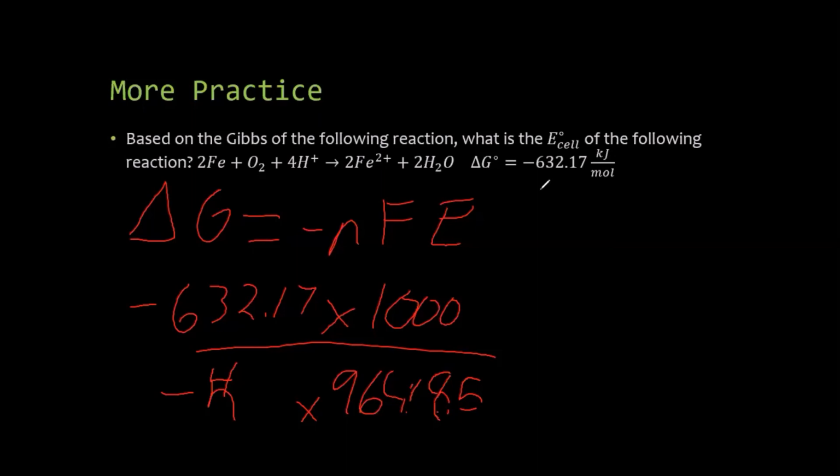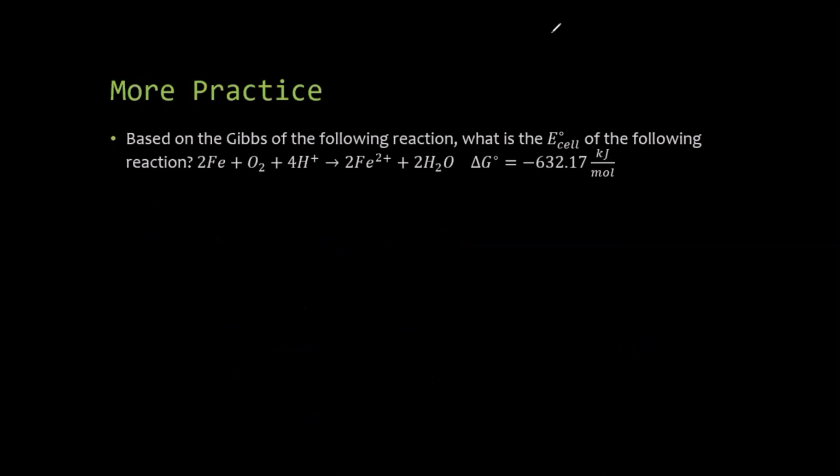So negative 632.17 times 1,000, divided by negative 4, divided by 9.6485. What is the cell potential? It's 1.64. So I'm just using my equation in reverse to work that out.